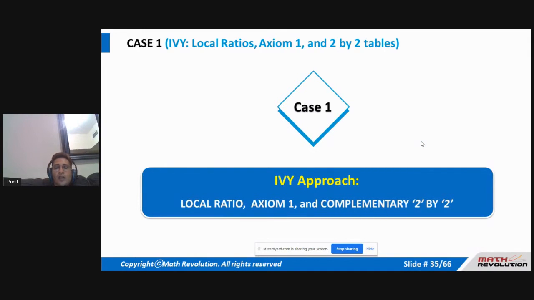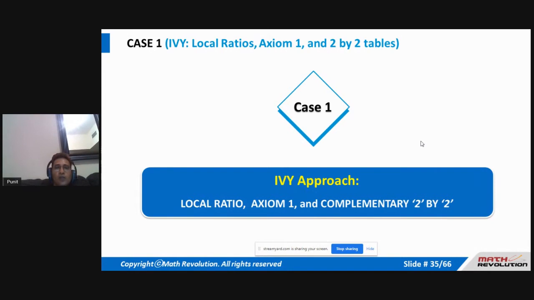Now I'll be taking questions based on the mix-up concept. So it will have percentages, ratios, and fractions together. Then we have to apply the axioms. Then it will be complementary 2 by 2. So it's all one question, a mix of almost everything maybe. So let's go ahead and talk about those questions.